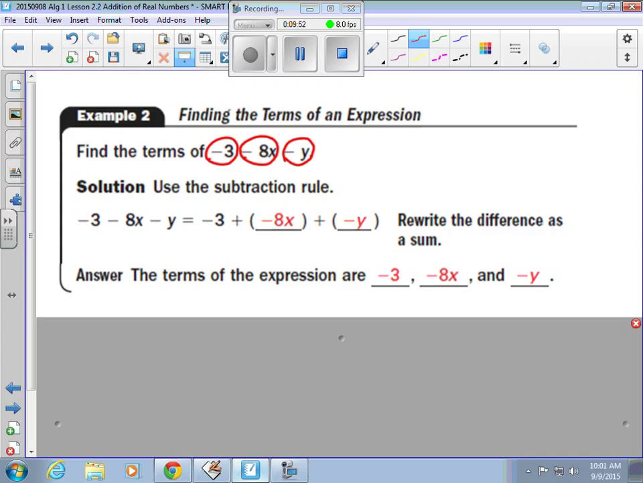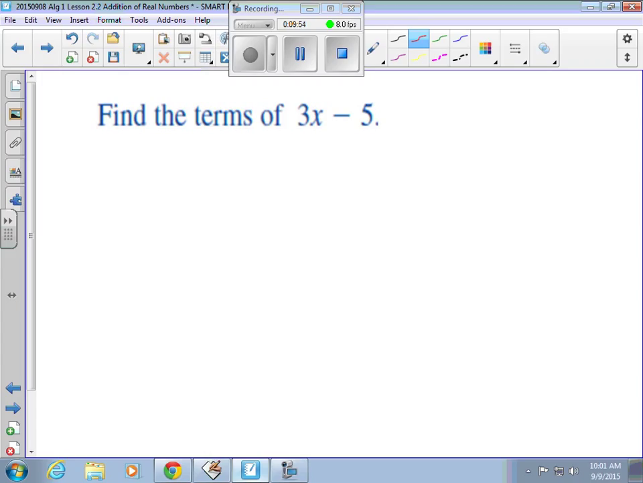Let's see how well you do on the back. What are the terms of this problem? Very simple. Take about 15 seconds.